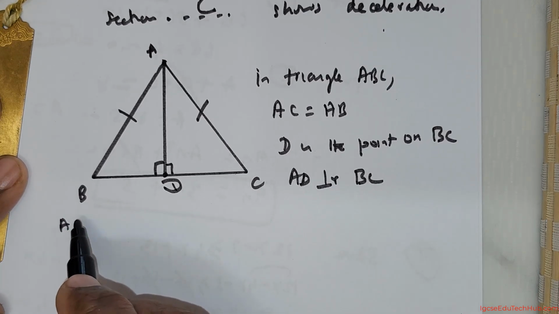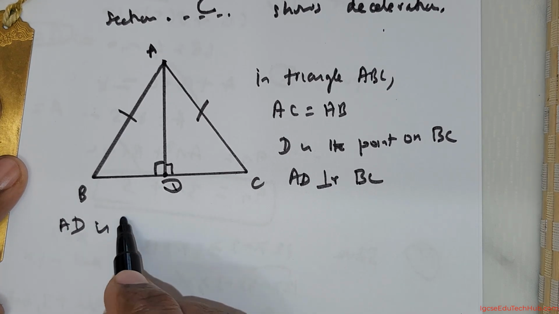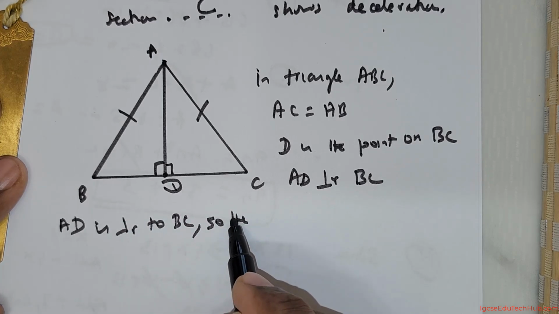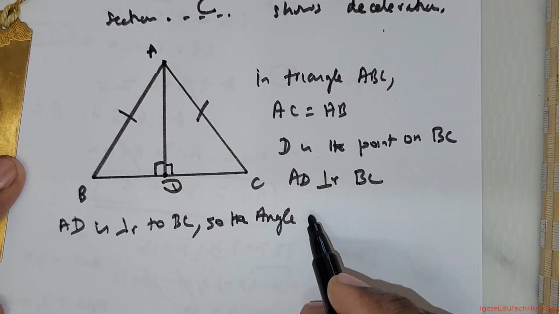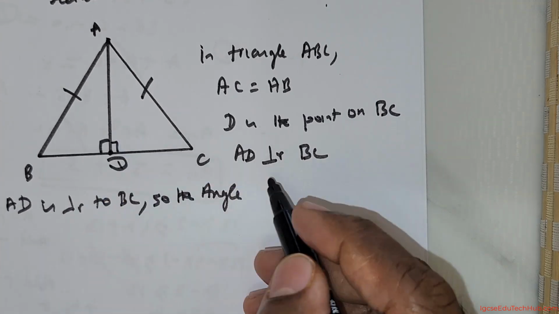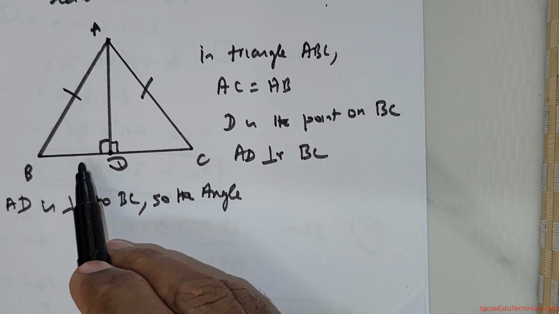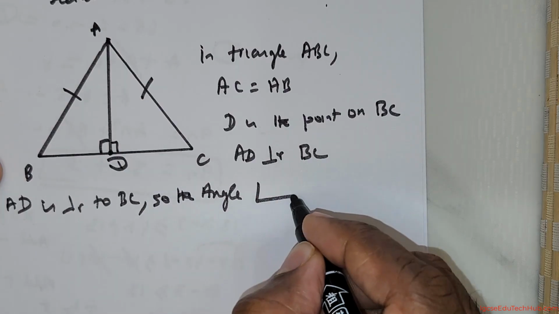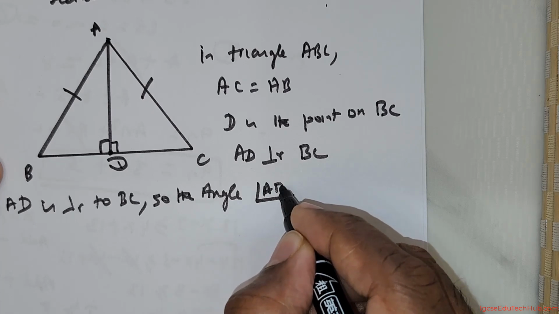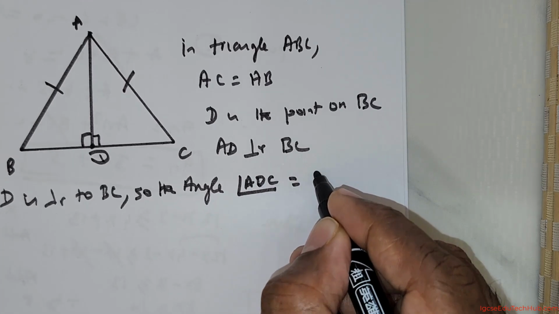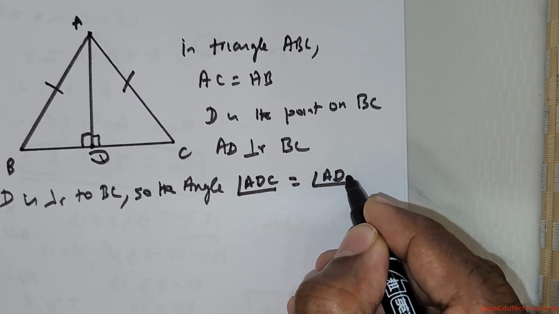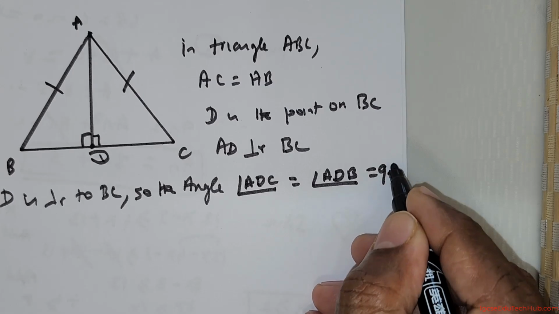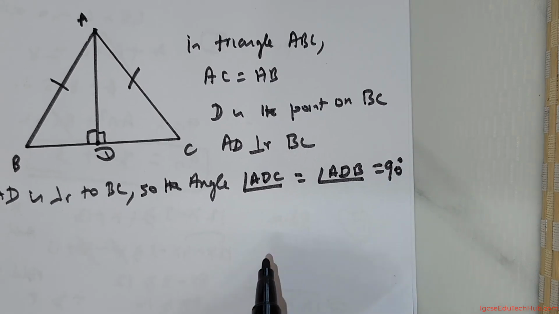What is the statement? AD is perpendicular to BC, so the angle at D, right? So I'm going to write it like this. So angle ADC is equal to angle ADB. This is the solution, which will be equal to 90 degree. So that's statement 1.